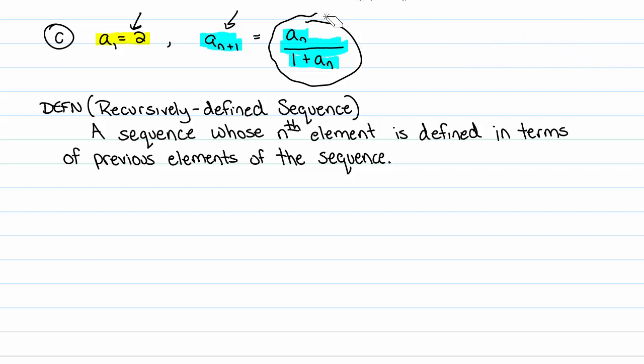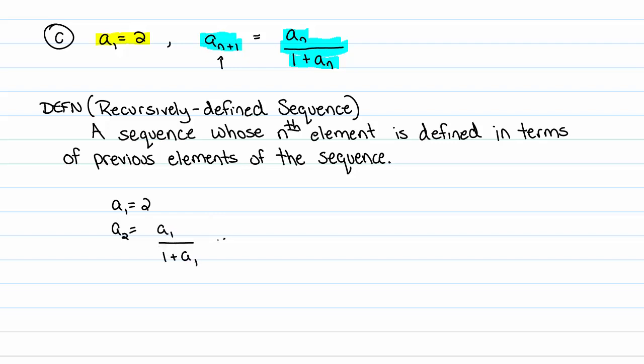Anyhow, that definition aside, I'm going to erase these guys right here, get them out of my way. Let's go ahead and fill out the first 5 terms of the sequence. Luckily, the first one's a freebie. The second term is going to be, again, now we're dealing with n equals 1 here. This n equals 1 in this formula being that we're looking at a sub 2. That's going to be a sub 1 over 1 plus a sub 1. So that'll be 2 over 3.